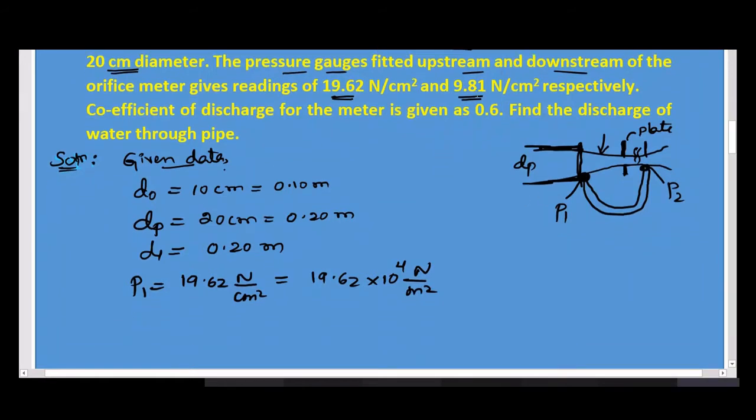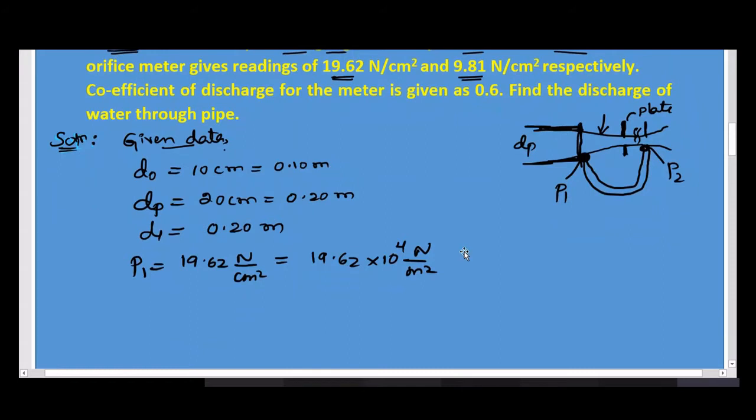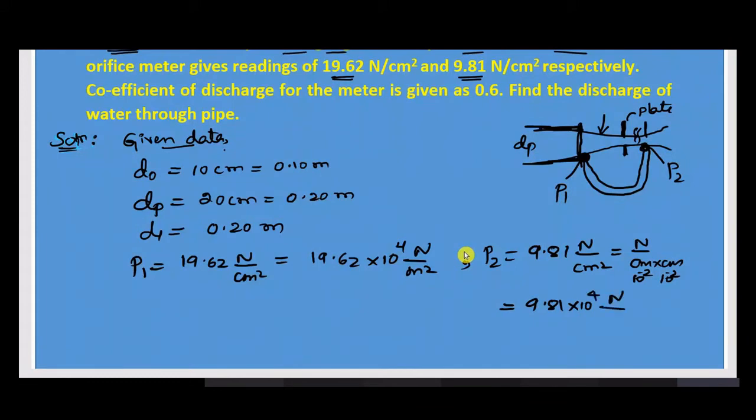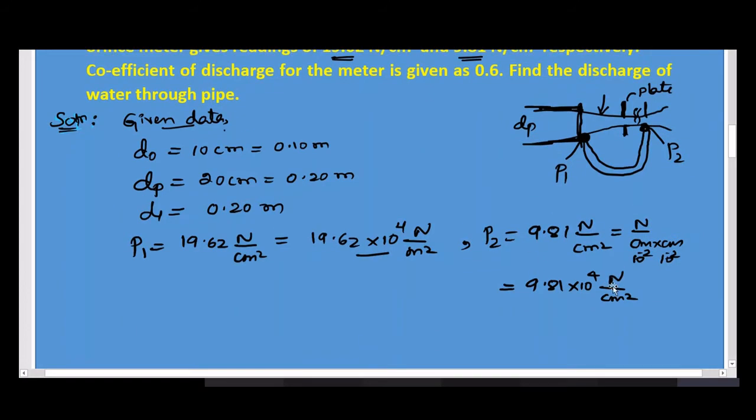Then downstream is 9.81 Newton per centimeter square he has given. So I will write here P2. P2 is the pressure gauge connected at the other end, that is downstream. So 9.81 Newton per centimeter square. Centimeter into centimeter is centimeter square. So 1 centimeter is 10 to the power of minus 2, here will be minus 2 and one more minus 2. So in the denominator we will get 10 to the power of minus 4, that I am taking in the numerator. So it will become 9.81 into 10 to the power of 4 Newton per meter square. Here I have written directly, so please remember these unit conversions also.